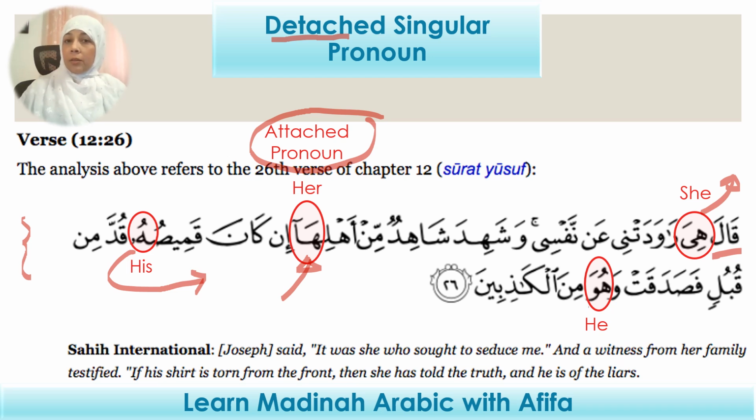So here's another detached singular pronoun, huwa, which means he. Huwa, min means from, a preposition that we will study in the future. Huwa minal kadhibin. So he is of the liars.